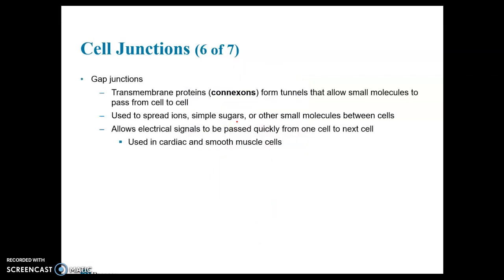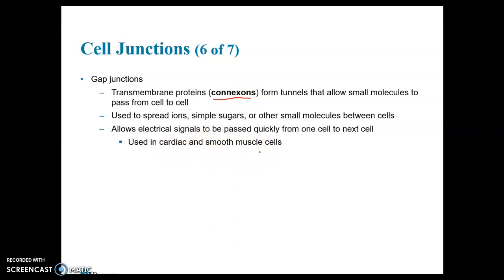Then we have gap junctions, which are transmembrane proteins called connexons, and they form tunnels. They connect together and form a tunnel, and that allows ions to pass from cell to cell. This is used in cardiac and smooth muscle cells.